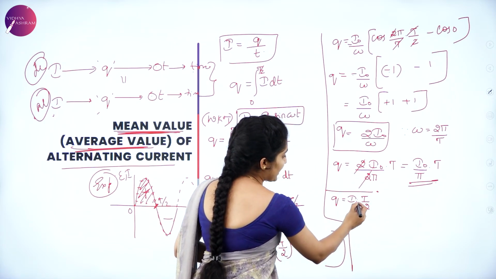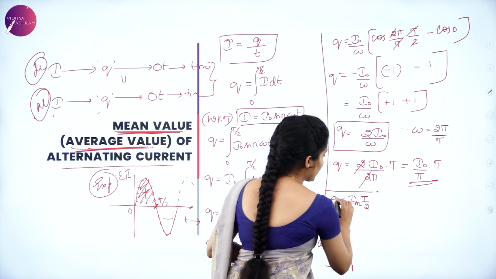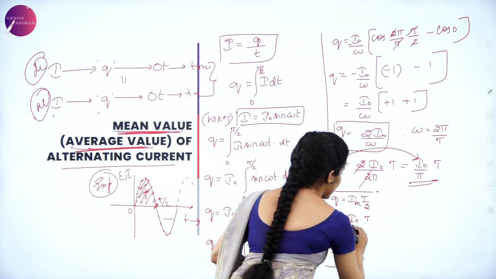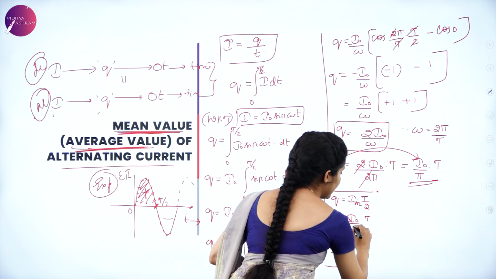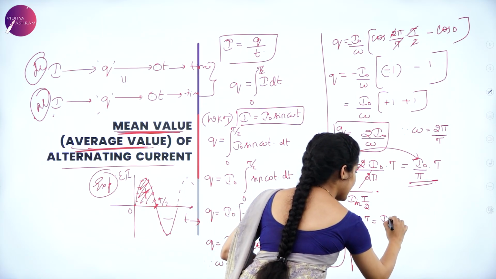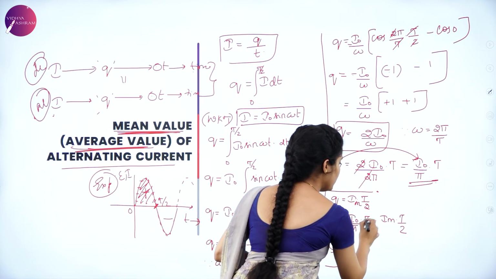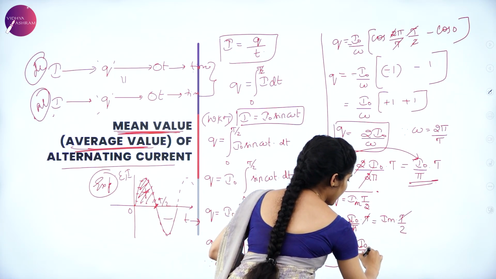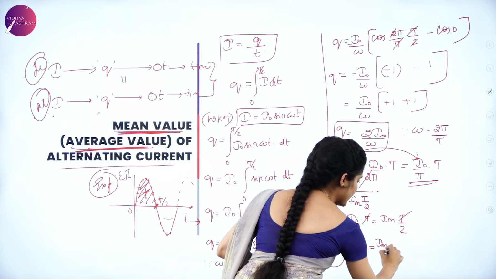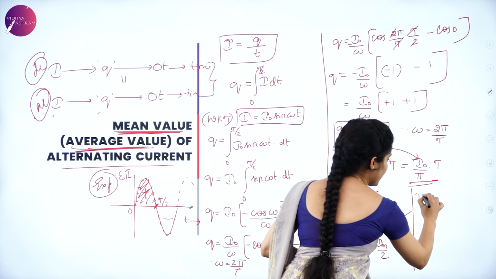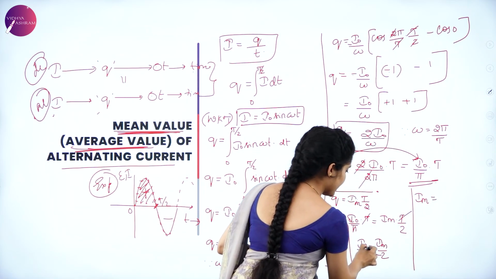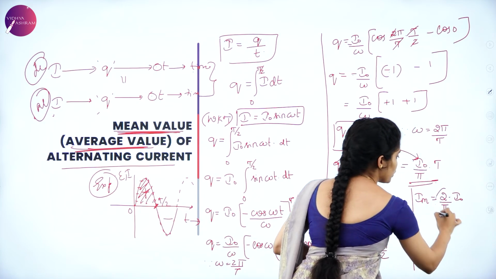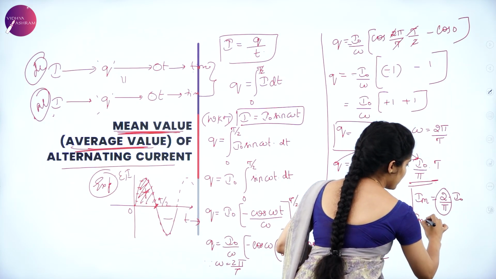So now application to q. Substituting for q, I know that q is equal to I naught into T divided by pi. I naught into T divided by pi is equal to Im into T divided by 2. T and T get cancelled, so what remains is I naught by pi is equal to Im by 2. I wanted the mean value, so I'll take 2 over here. So Im is equal to 2 into I naught divided by pi.